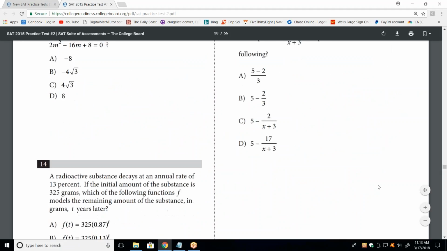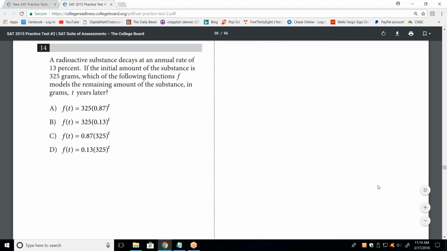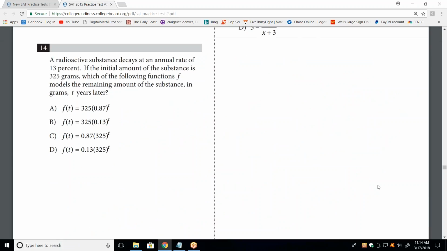All right, let's go down to 14. Have a look at that.